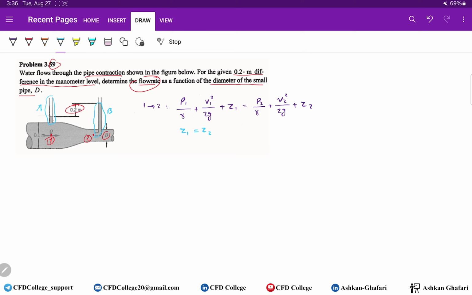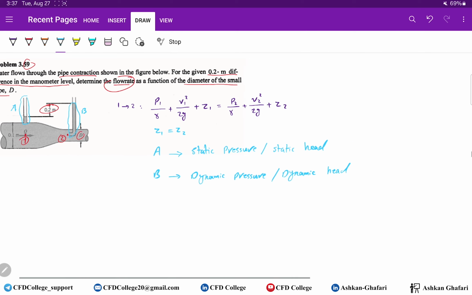So what is the difference between these two types? Using manometer type A, we can find static pressure or static head, while using manometer B, we can determine dynamic pressure or dynamic head.